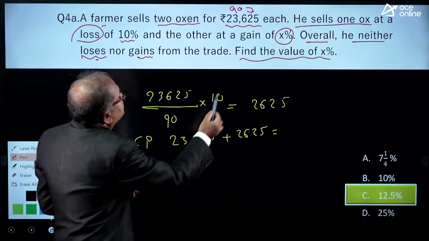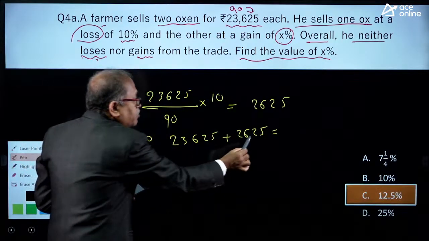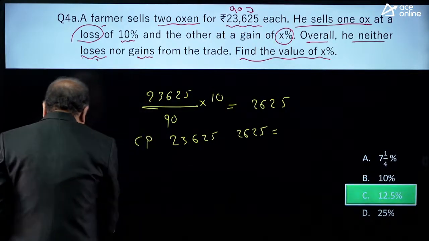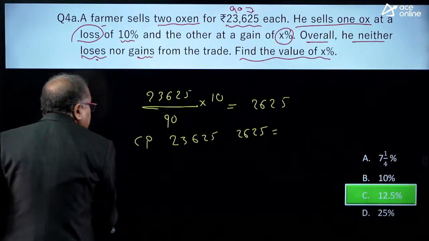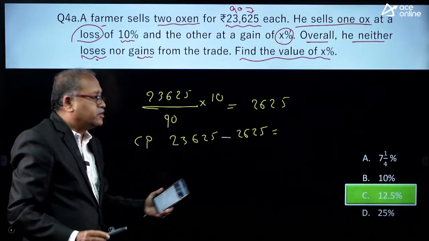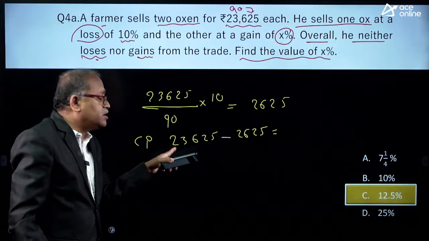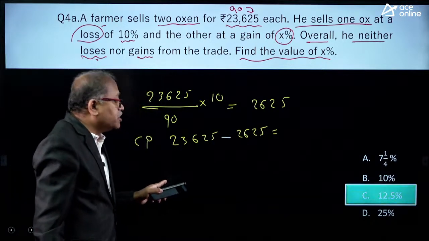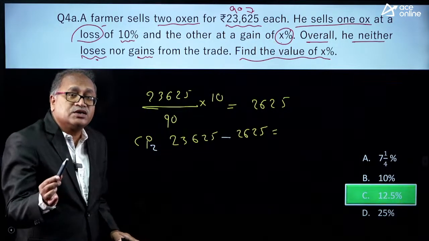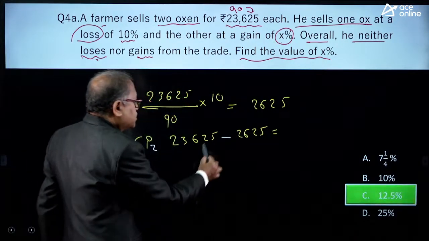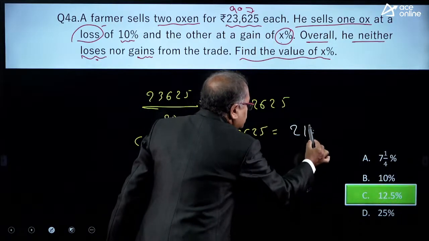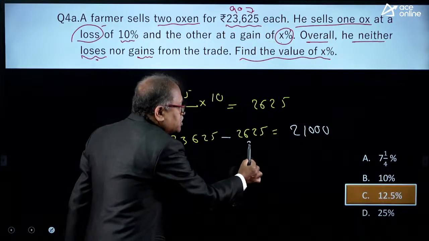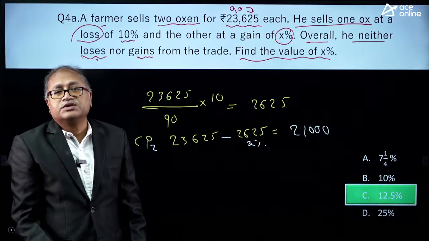In the second case, there is a gain. Same amount is a gain. So what is my cost price for the second one? For the second one, same amount is the gain. So here it's a selling price, which is equal to selling price minus profit. I am getting the cost price, in which the X% profit is there. So that comes 23,625 minus 2625, 21,000. 21,000 is your cost price, on which you are getting X% profit, and the profit is nothing but 2625.